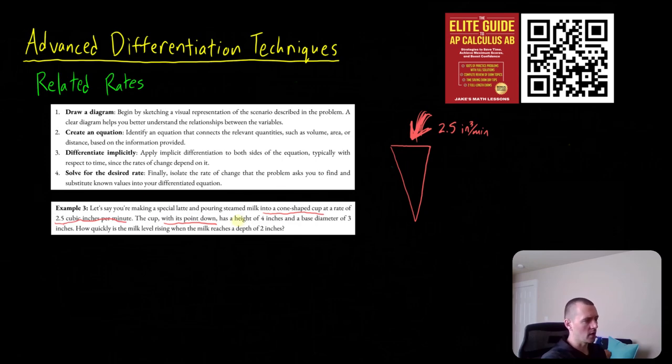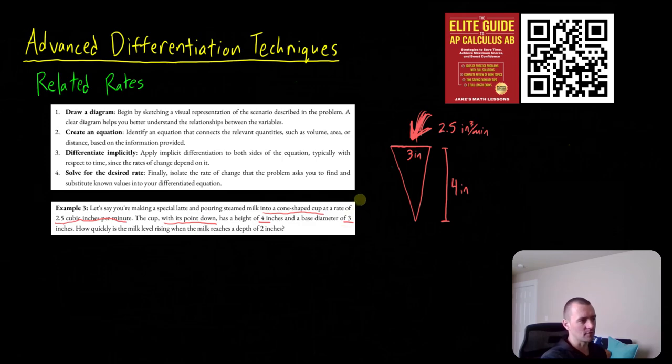And we have a cup. The cup has a height of 4 inches and a base diameter of 3 inches. So basically this base diameter is this distance up here, the top of the cup is 3 inches, and the height of the cup is 4 inches. Okay?